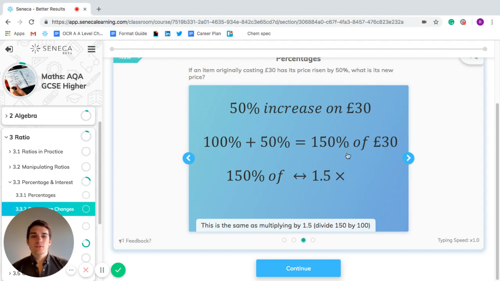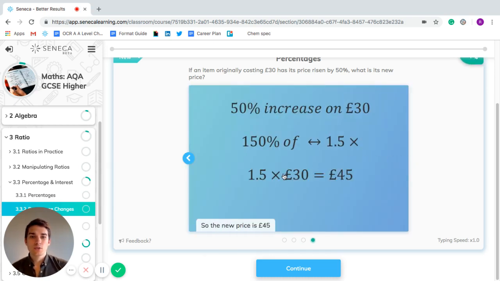Once we've got that, we can think about how to write 150% as a decimal. 50% would be 0.5, 100% would be 1.0, 75% would be 0.75. So for 150%, we divide by 100 to give us 1.5. That's what we call our multiplier. To use that multiplier, we take 1.5 and times it by our original amount to give us the new amount. So that's increased by 50% by timesing by 1.5.